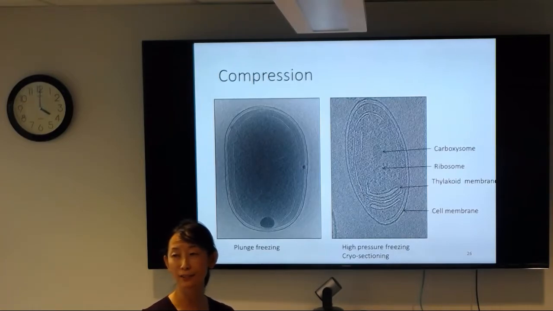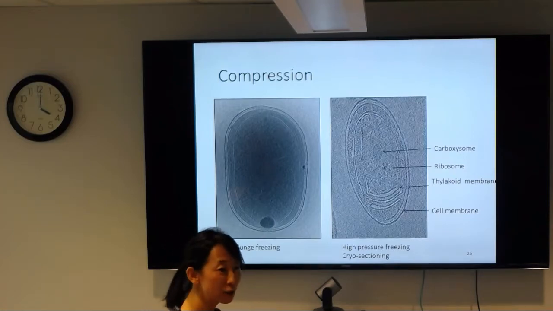The physical artifact or physical damage isn't quite right. But I still think this is a good technique to look at the overall organization of the cell, the architecture of bigger objects. So in terms of small protein complexes, structural details, high resolutions, I might find alternative approaches to do it. But it's good for something.